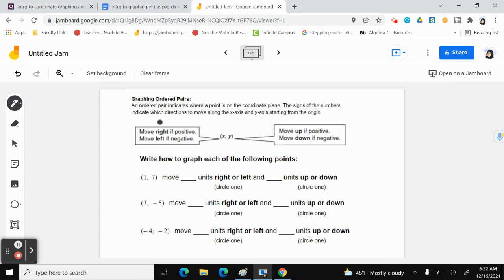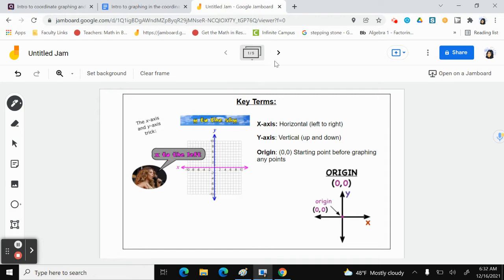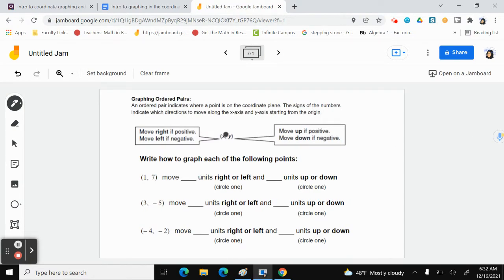The signs of the numbers indicate which directions to move along the x-axis and y-axis, starting from this origin that I just mentioned. So the x-coordinate always comes first. So the first coordinate always tells you to move horizontally. So you either move right if it's a positive value or left if it's a negative value. And then the second coordinate is telling you your vertical distance, that's the y, and it either tells you to move up if it's positive or down if it's negative.